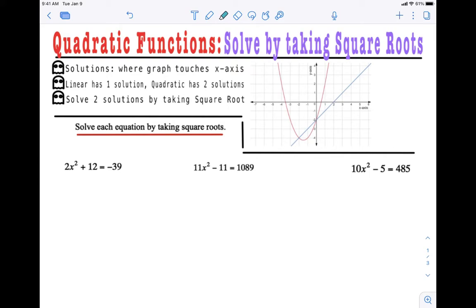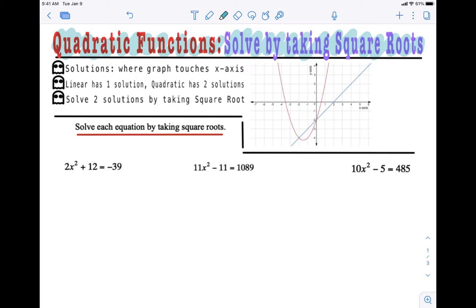Part 1, we always identify the name of these notes, right? And the name of these notes are quadratic functions solved by taking square roots, right? So we're going to solve by taking square roots. We're going to solve quadratic functions by taking square roots.